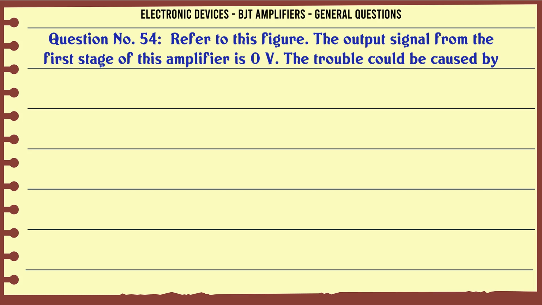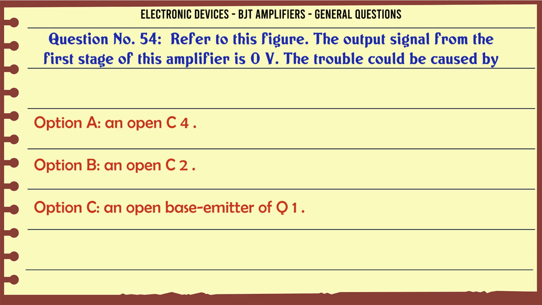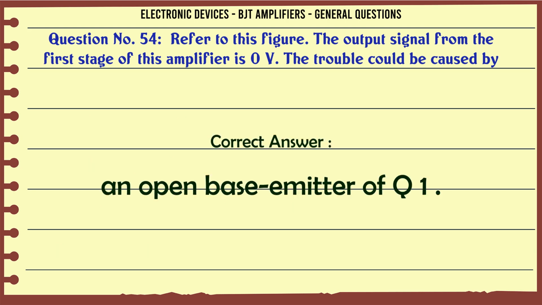Refer to this figure. The output signal from the first stage of this amplifier is 0 V. The trouble could be caused by A. An open C4. B. An open C2. C. An open base emitter of Q1. D. A shorted C4. The correct answer is an open base emitter of Q1.